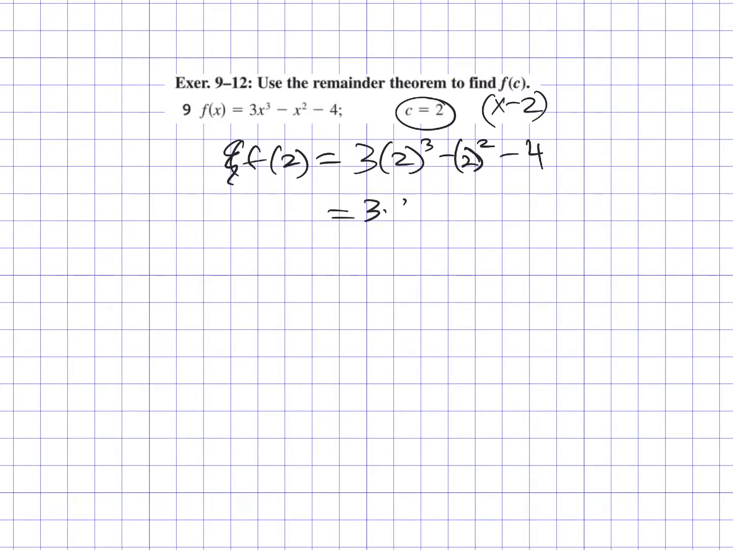So we get 3 times 8 minus 4 minus 4. So 24 minus 4 minus 4. 20 minus 4 is 16. So no, c equals 2 is not going to be a factor. But what it tells us is the remainder, if x minus 2 was tried as a factor, 16 would be the remainder. Okay?